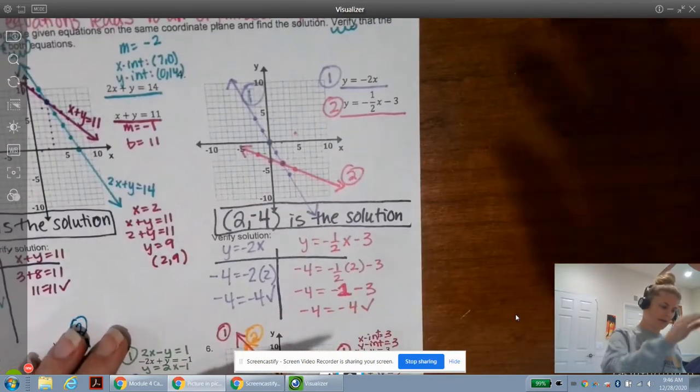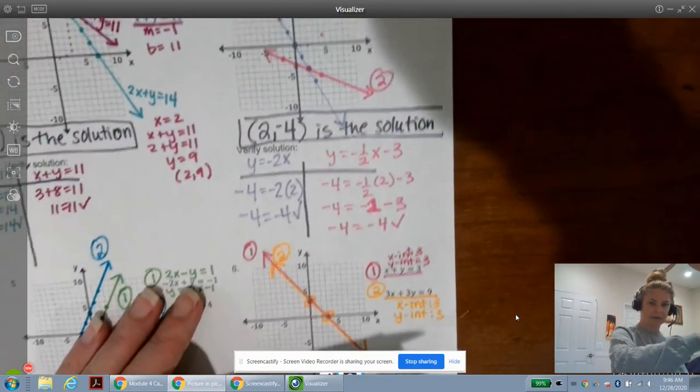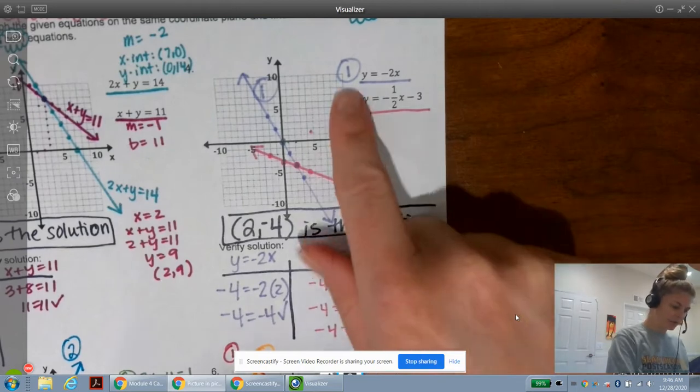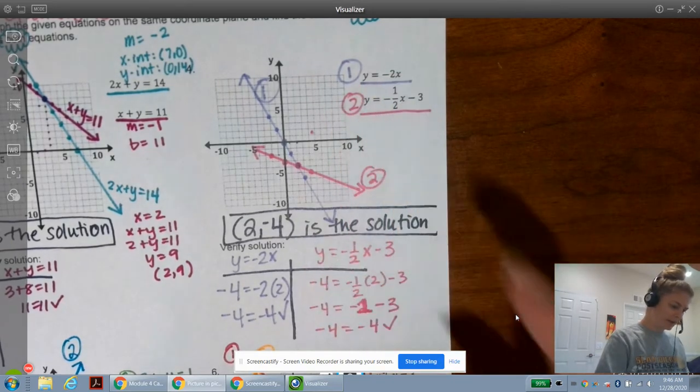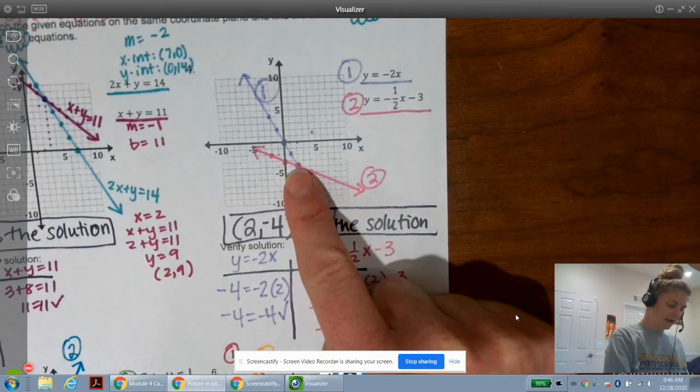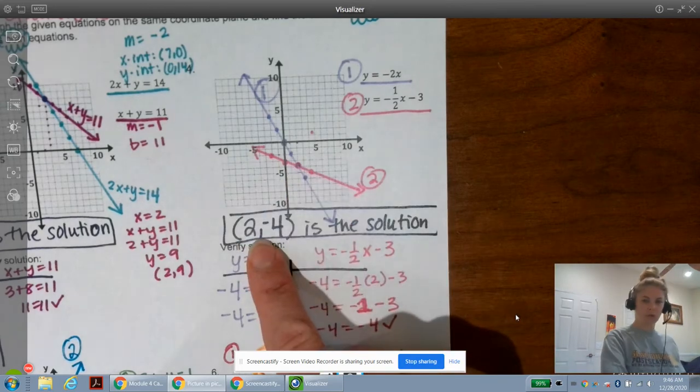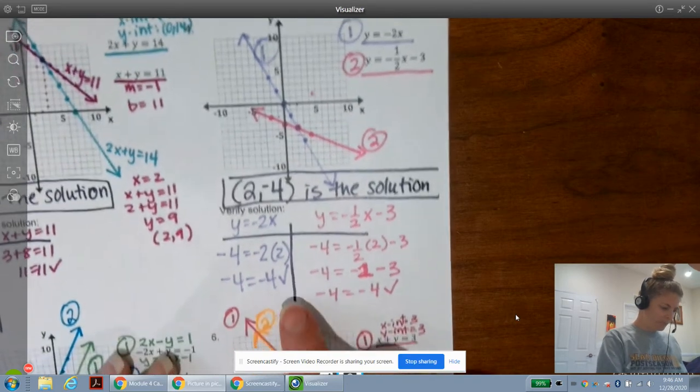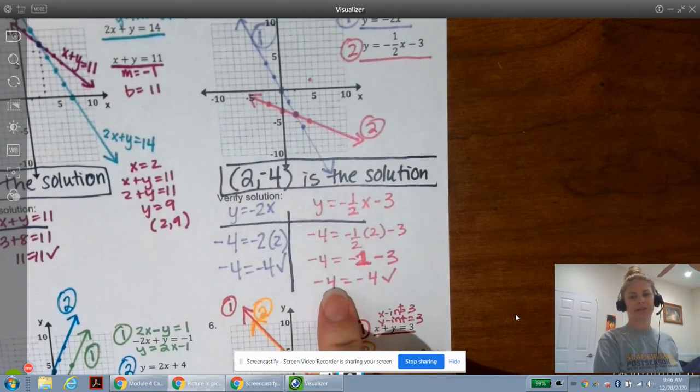Okay, let's take a look at this. On number 4, I graphed equation 1 and equation 2. They're already written in slope-intercept form, and I graphed them until they intersected, which was at (2, -4). So (2, -4) is the solution, and when I verified, I got a true statement for both, which was awesome.